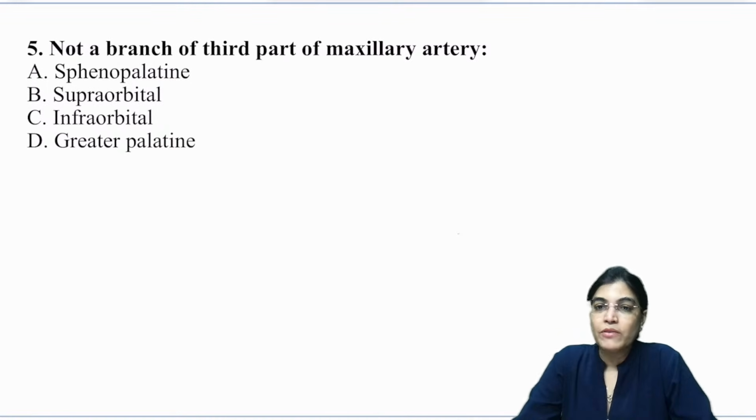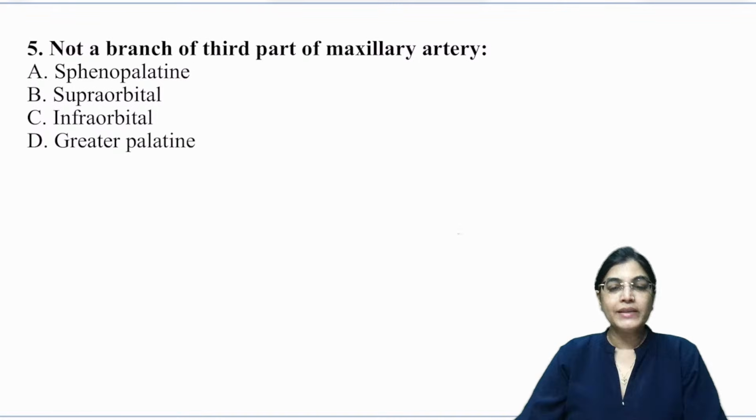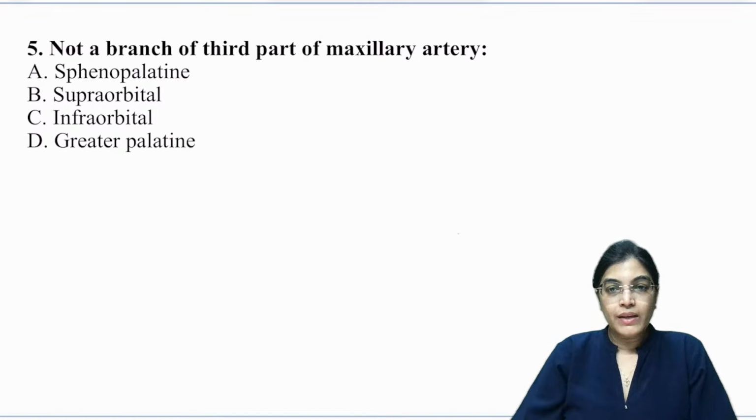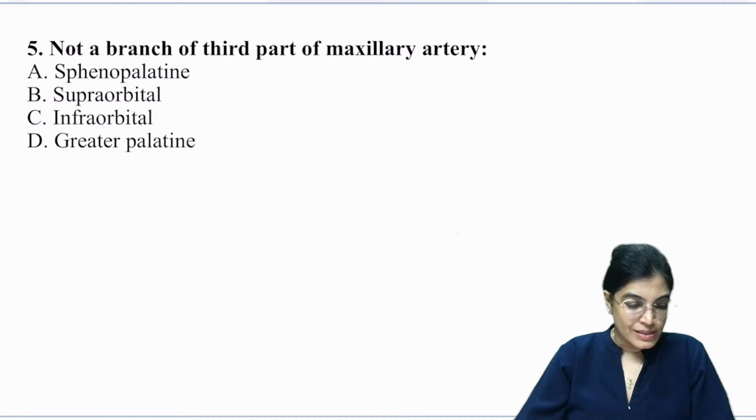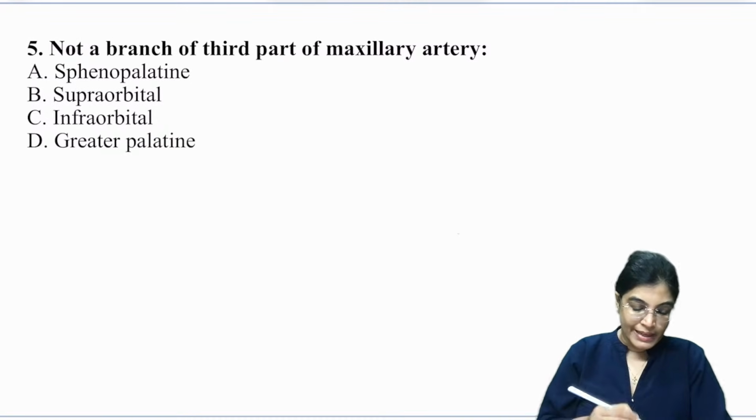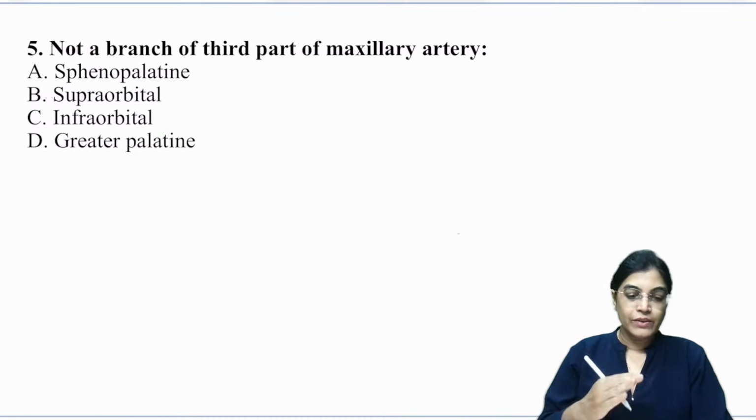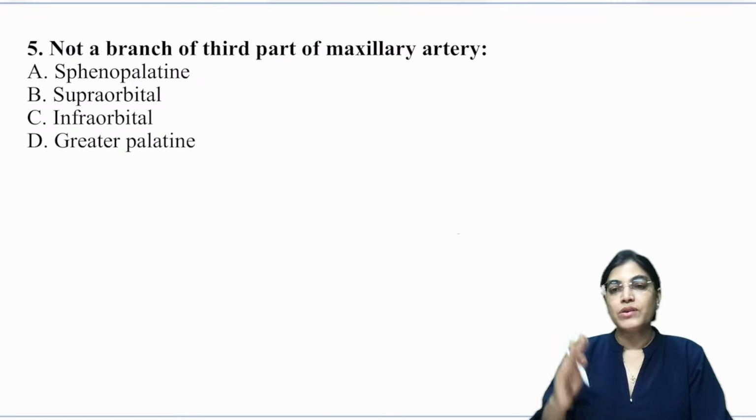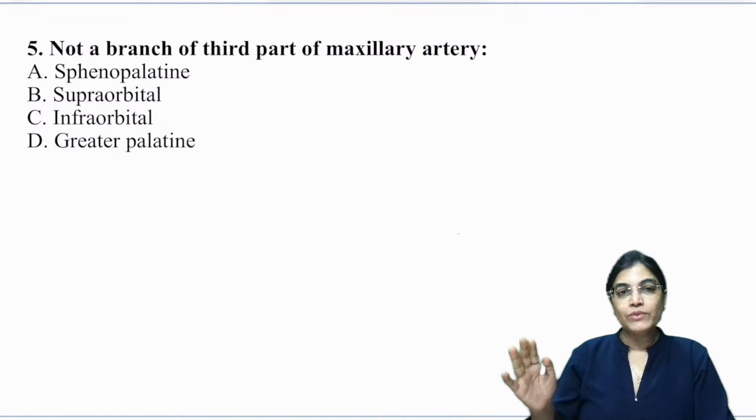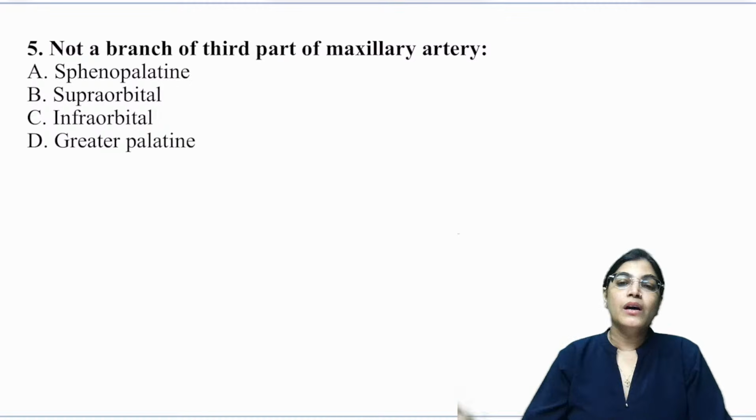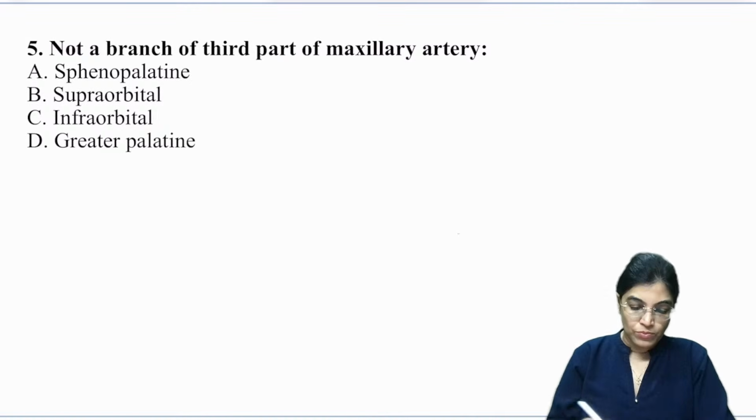So when I am talking about maxillary artery, it's a terminal branch of external carotid artery, and maxillary artery is divided into 3 parts by lateral pterygoid muscle. So when I am talking about lateral pterygoid muscle, it will divide the maxillary artery in 3 parts, first, second and third. And it is very important for you to know the individual branches. So if I'm talking about not a branch, the answer is anybody?